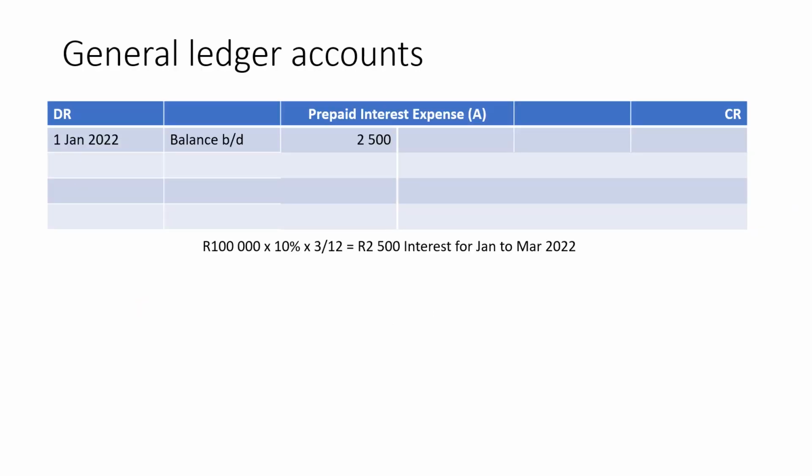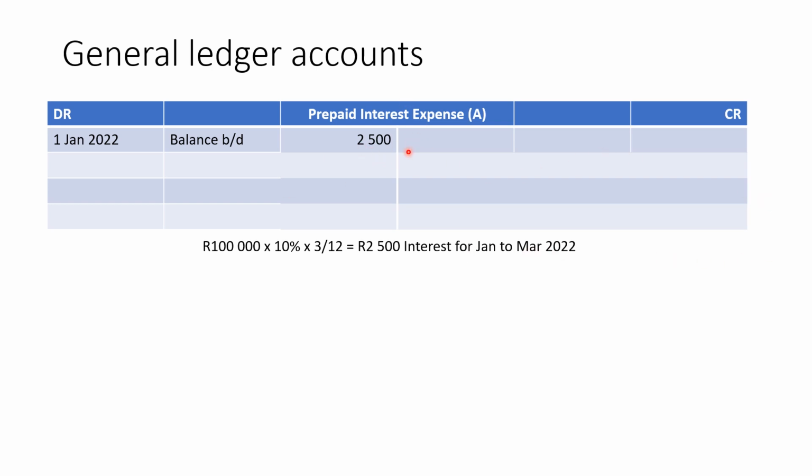So in our general ledger accounts, if we're working with a year going from 1st of January to 31st of December, at the end of the previous year, there was 3 months prepaid. That means our balance, we're assuming, was 100,000, 10% for 3 months, because the balance hasn't changed yet. It only changes 5 months into the current year, the 31st of May. So this interest payment at the end of the year is prepaid. The interest was paid already for January to March.